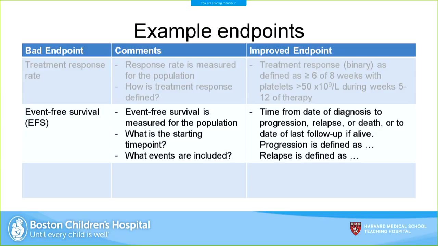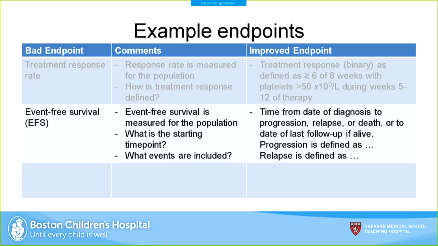So second, event-free survival, EFS. So again, EFS is a proportion measured for the whole population, not for a single individual or a subject. For any survival outcomes, you need to think about what the starting time point is. Are you measuring from date of diagnosis, from date of surgery, or maybe another time point? And then for the events, which events are included?